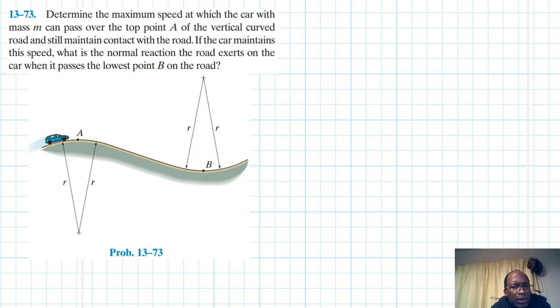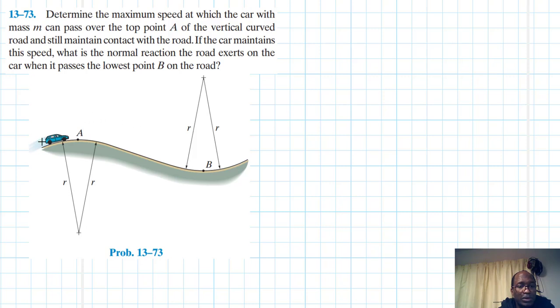The problem reads: determine the maximum speed at which the car with mass M can pass over the top point A over the vertical curved road and still maintain contact with the road. If the car maintains this speed, what is the normal reaction the road exerts on the car when it passes the lowest point B on the road? This problem is coming from Engineering Mechanics and Dynamics, 14th edition by R.C. Hibbeler.